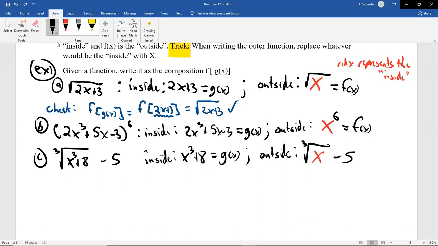Uno más, one more, por favor. Square root x plus 3 over x minus 6.